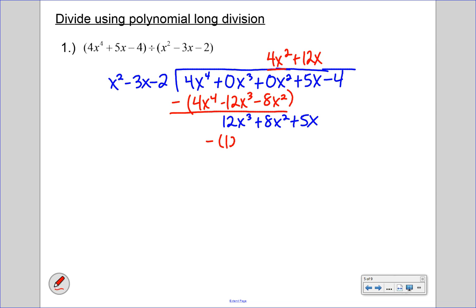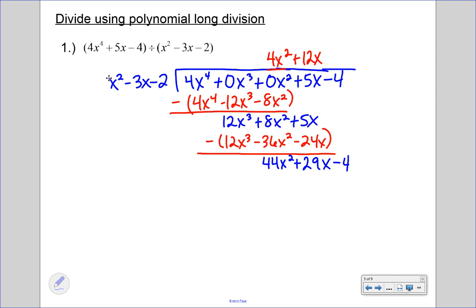So we get 12x cubed minus 36x squared minus 24x. And we get 44x squared plus 29x, and we bring down the negative 4. What do we multiply x squared by to get 44x squared? It's 44.